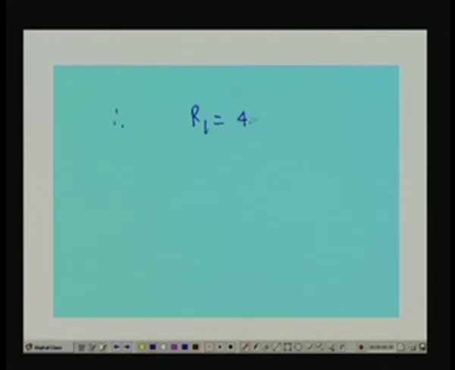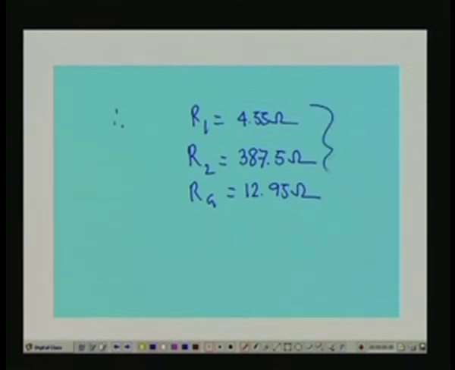So if I write all the answers at one point, R1 is equal to 4.55 ohm, R2 is equal to 387.5 ohm, and Rg is equal to 12.95 ohm. So this is our answer to problem number 17.5.